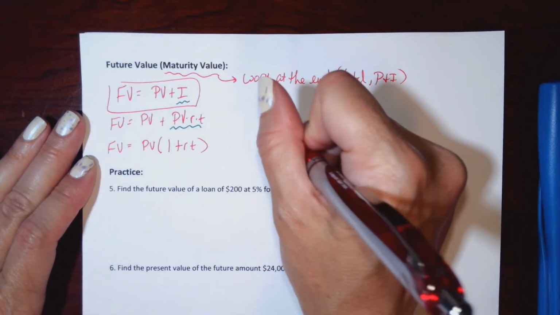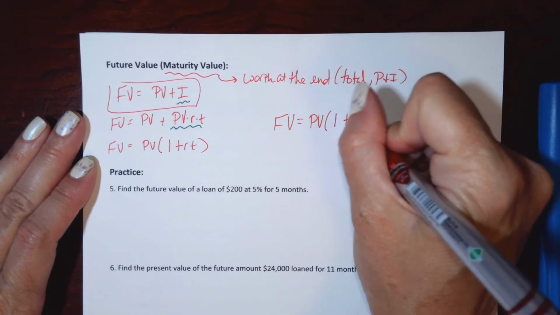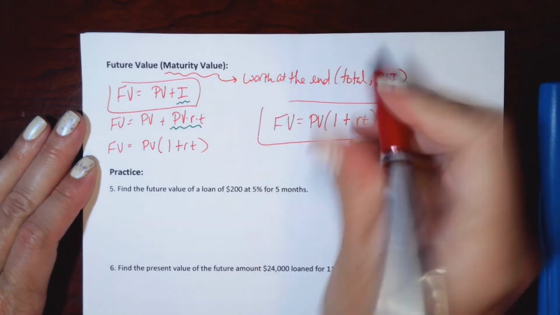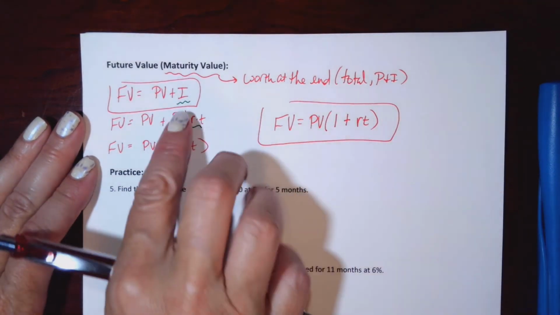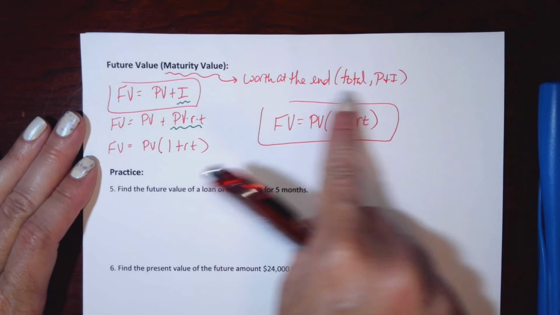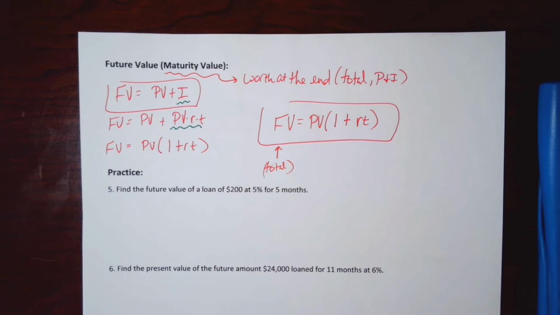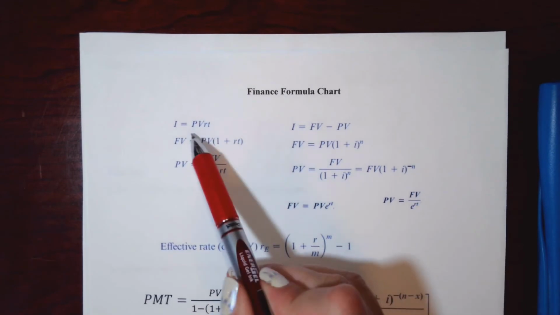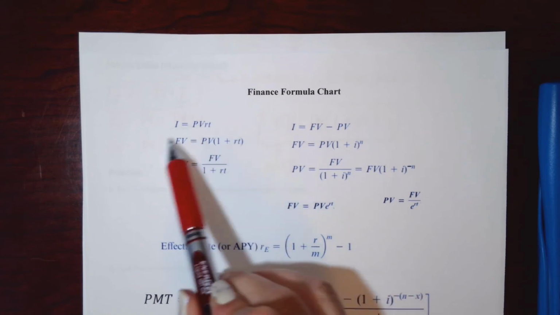So a second way to find future value would be to multiply the present value times the sum of 1 plus RT. That 1 represents the original investment and then the interest earned. It's just that I have not done it in two separate steps. Here I find the interest and then I add it to the present value. Here I find that future value, that total, all at one go, without splitting it apart. If you look at your formula chart, you can see that you've got that formula right there. So we've got our simple interest formula, and then we've got our total or our future value formula.